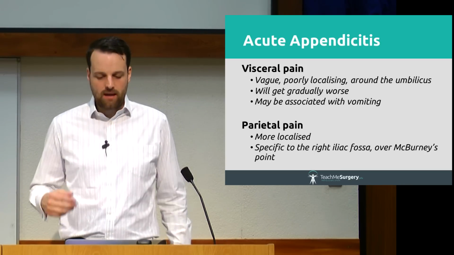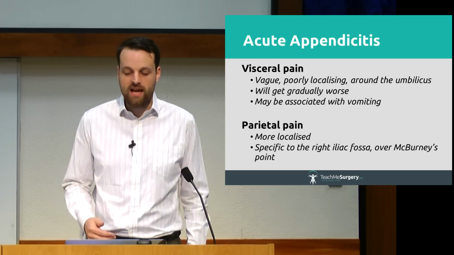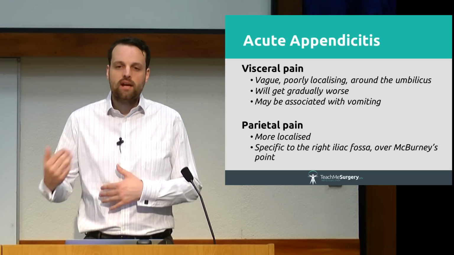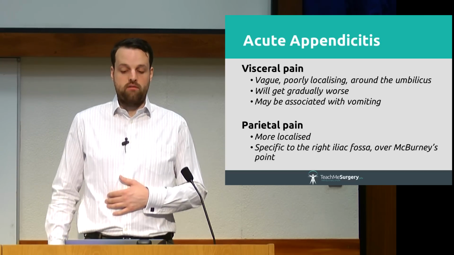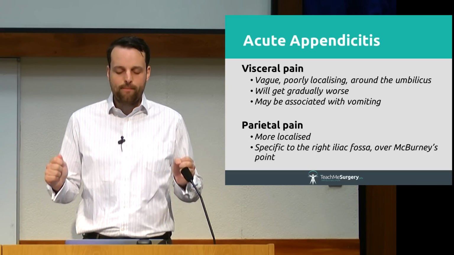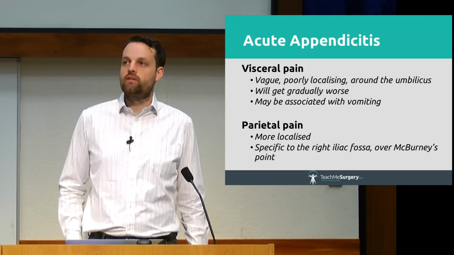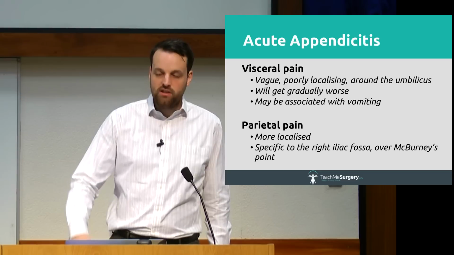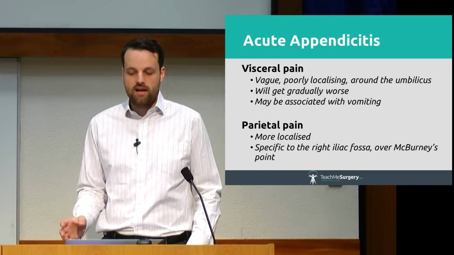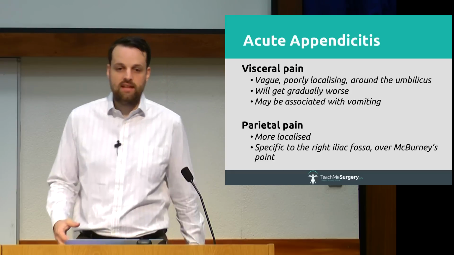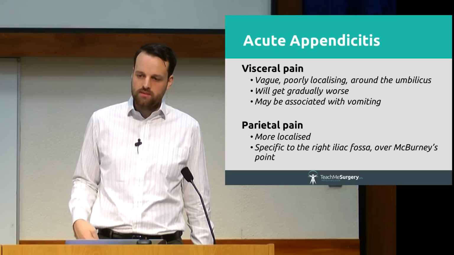But as the appendix becomes bigger and inflamed, the inflammation will start to spread through direct contact with other structures. When the adjacent parietal peritoneum becomes affected, there will be a small area of localized peritonitis, and the patient will feel a more specific pain, which is localized to the right iliac fossa, particularly over McBurney's point. So you can find more information about the presentation of acute appendicitis elsewhere on this site. But for now, hopefully you understand the vague visceral pain and how in appendicitis it becomes more localized parietal pain.